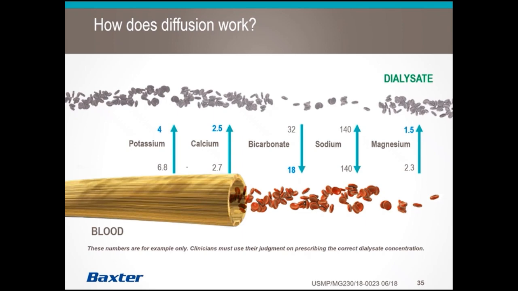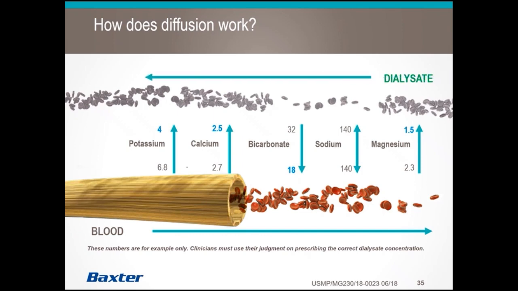It happens in both directions. Say your patient's acidotic and they have a bicarb of 18. You hang a bag of dialysate with a bicarb of 32, and now the bicarb is going to diffuse out of the dialysate into the patient's bloodstream until it equals. If your patient's sodium is 140 and the bag of dialysate is 140, well then nothing's going to move because it's already equal on both sides. Blood always goes in one direction, and the dialysate goes in the other direction to create a countercurrent flow.